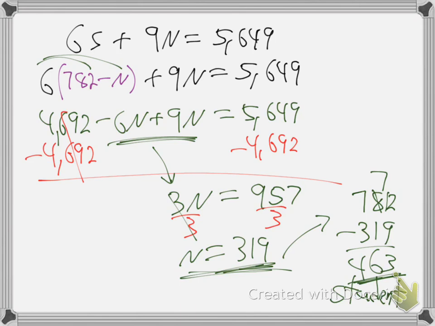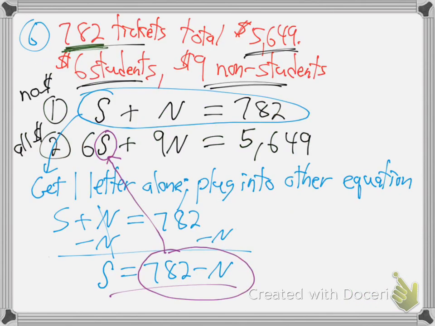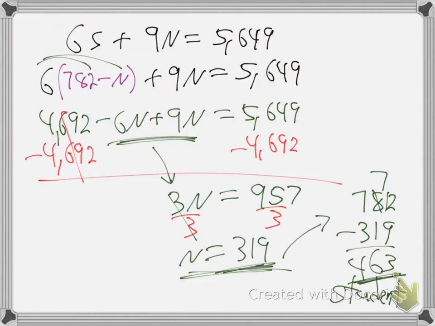It would have been smarter, like Giselle was saying, to go the other way, to get n alone here and then plug in. I would have had S right away. But it's not a big deal. You just subtract the n from the total. Is that good? You remember that?